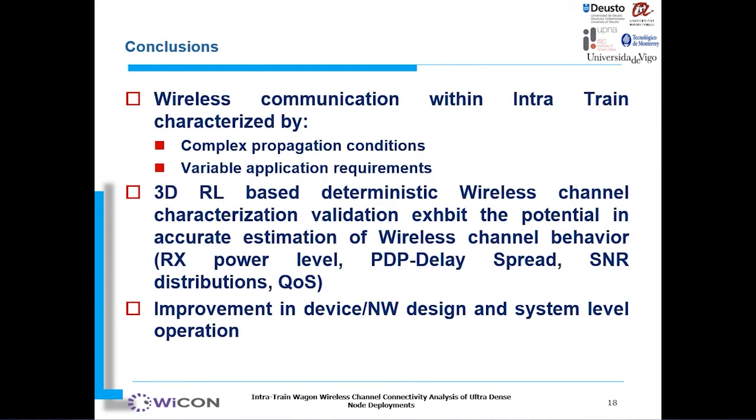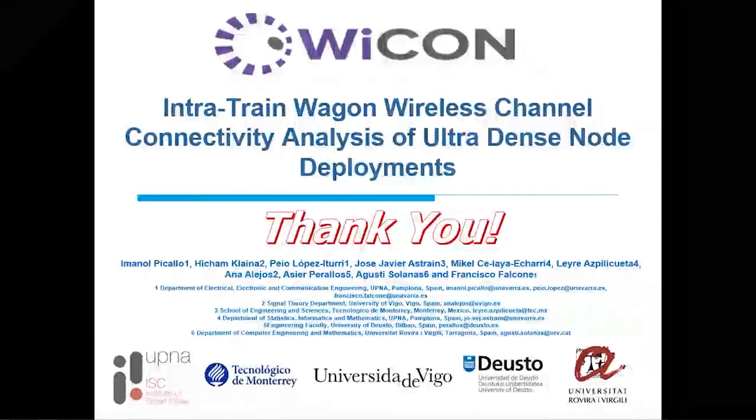So to conclude, wireless communications within this intra-train environment are characterized by complex propagation conditions, even if the scenario is small, and also by variable application requirements, which might dictate where these transceivers have to be located or what specific protection they're going to need in terms of the coverage capacity relations. Now, 3D ray-launching-based deterministic wireless channel characterization can be employed, and it exhibits the potential to accurately estimate this wireless channel behavior in frequency, power, as well as time domain characteristics. This is interesting in order to perform system level as well as device level optimization of the wireless network planning. So this was all for the presentation.